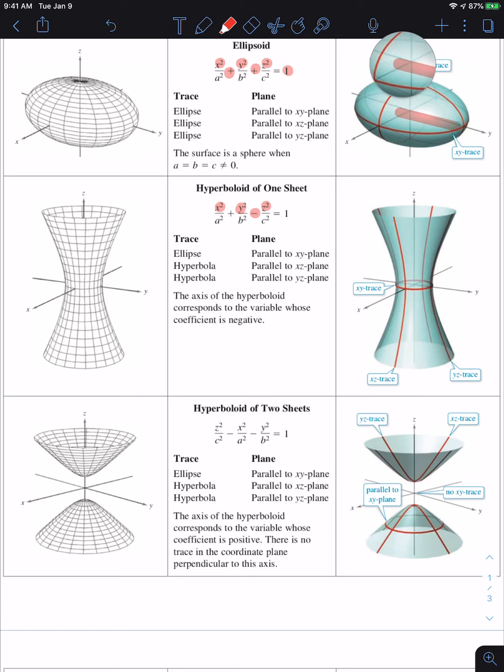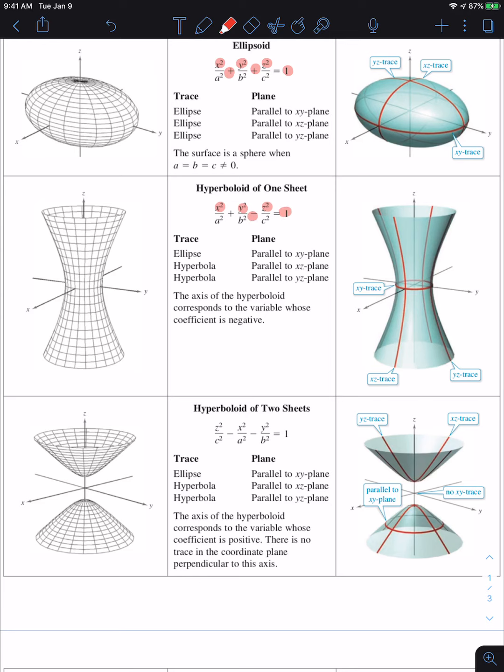And then finally, which one did I miss? The xz trace, which is this guy right here. Did I get that one? This one right here, I think, is the one I missed actually. The xy one is also an ellipse. So in this case, again, I have x squared, y squared, z squared, one subtraction symbol, and an equal sign.